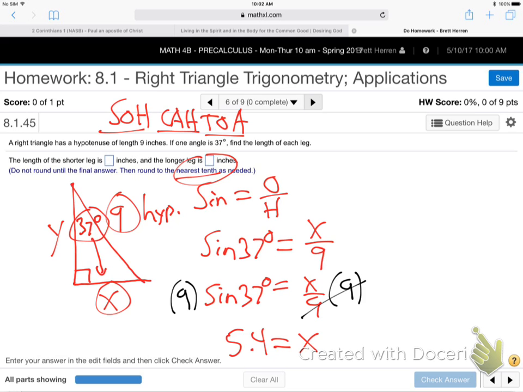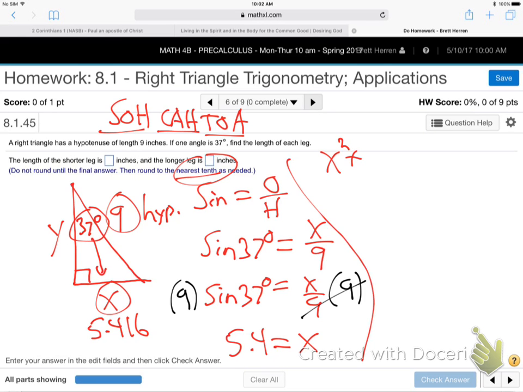Now, let's go get Y. How do we get Y? You could do Pythagorean. If you're going to use a rounded number, though, like the 5.4 here, you better use a couple more places of accuracy so that the Y comes out right. So why don't you give me two more? 5.416? Okay, yeah. So if you want to use that, or you could just go back and do the cosine of 37, and that'd be the Y over the 9. Either way is fine. So maybe I'll just do Pythagorean.